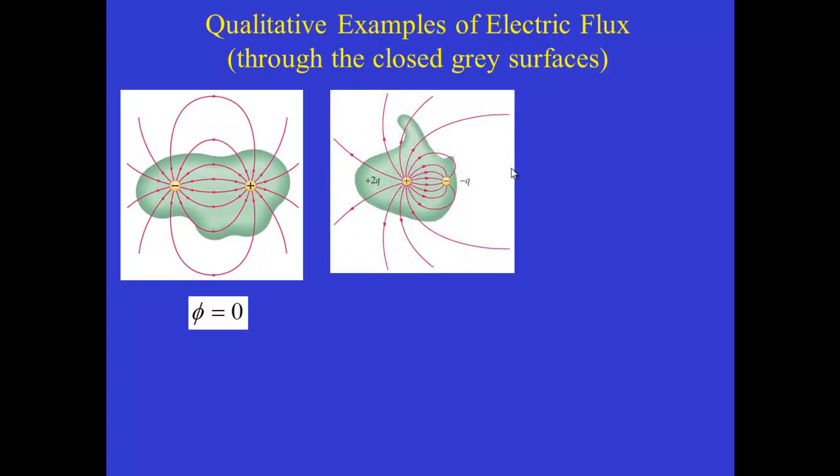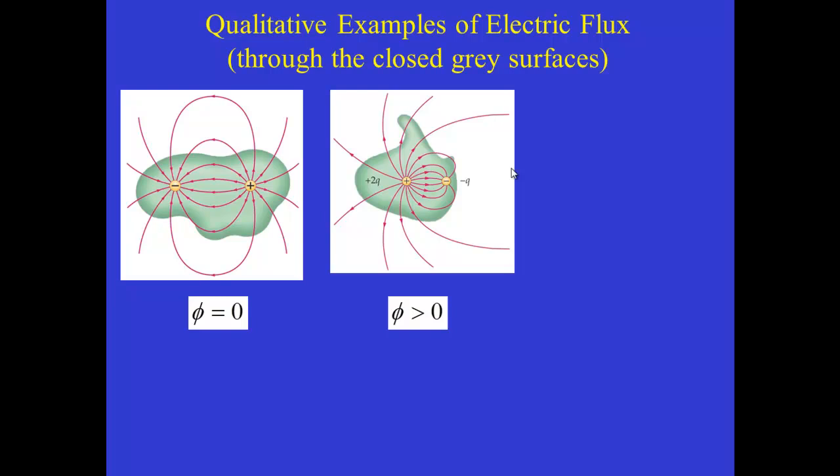Let's now consider a situation where we have opposite but unequal charges. In order for this diagram to be consistent, you'll see that there are more field lines coming out of the larger charge than there are coming back into the smaller charge, which in this case is negative. So if I count the field lines passing through that closed gray surface, there are twice as many going out as there are coming in. As a result, the flux through that surface, where the outward flux is considered positive, is greater than 0.